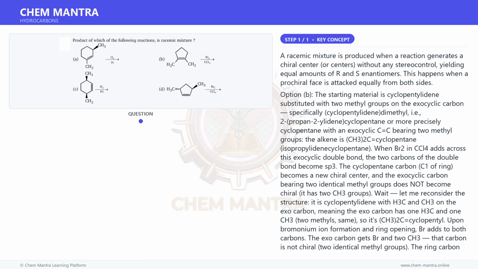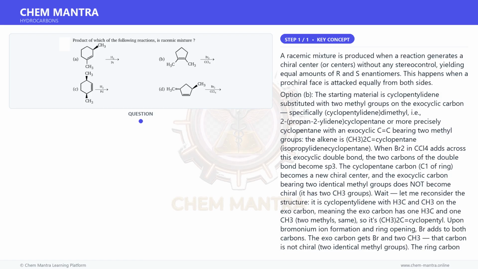The ring carbon, C1 of cyclopentane, gets Br and is connected to 4 different groups, making it a new chiral center. Because the starting alkene is symmetric with respect to the 2 faces of the double bond, the molecule has no existing chirality and the 2 faces are enantiotopic. Br2 attacks from either face with equal probability, giving equal amounts of R and S at C1, a racemic mixture.